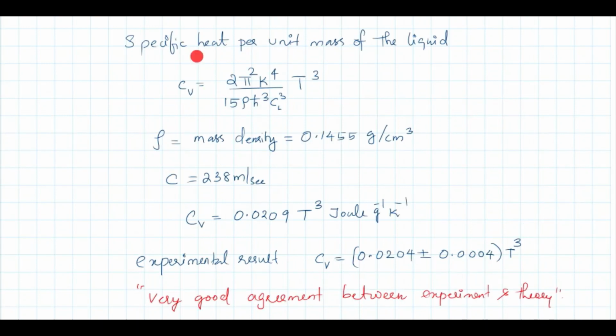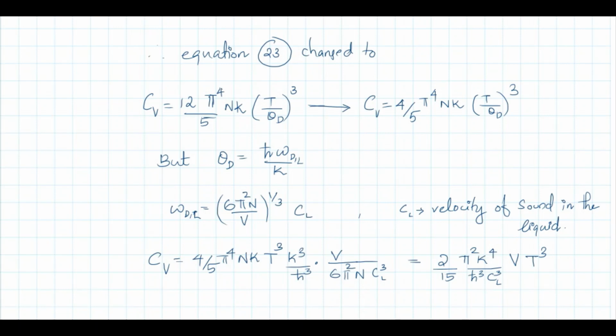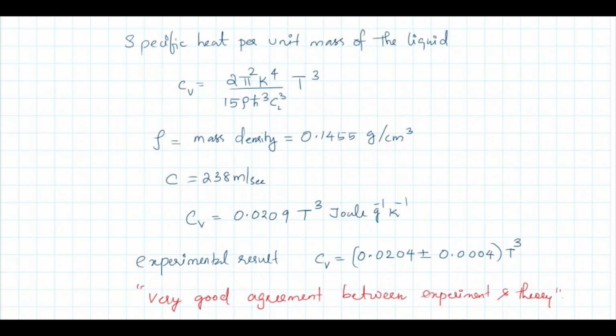Now we can calculate the specific heat per unit mass of the liquid. So divide this equation by m, and this v will go to the denominator. M by v is nothing but density. So you will get 2 by 15 pi square k raised to 4 by rho h cut cube Cl cube into T cube. And for liquid helium, density is 0.1455 gram per cc, and the velocity of sound wave in liquid helium is 238 meter per second. Substituting those values here, you will get Cv as 0.0209 T cube joule per gram per Kelvin.